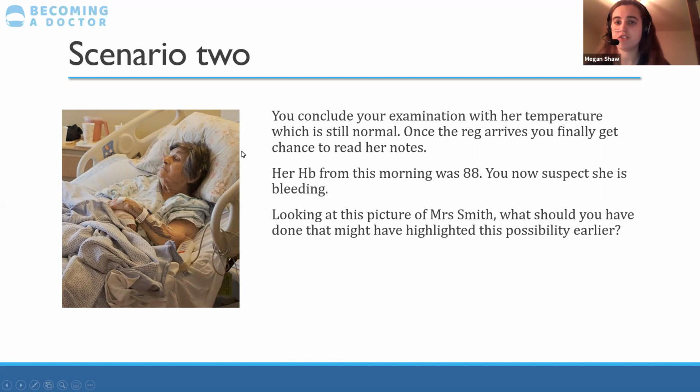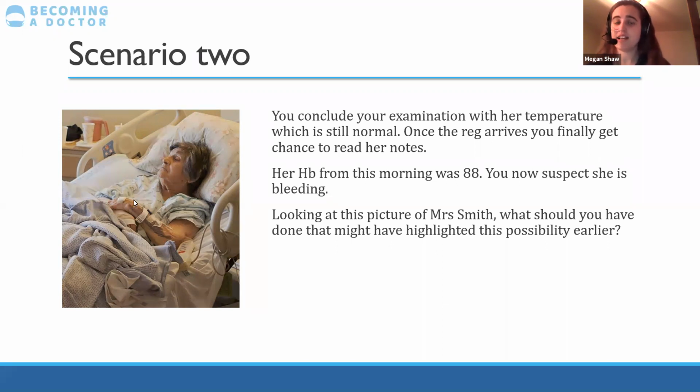Looking at this picture on the left, what should you have done in your examination that might have highlighted this possibility earlier? So think about what we've spoken about in the assessment. This one isn't a poll, so just comment in the chat if you've got any ideas. I realize it's a little bit of a cryptic question. But from the picture, what might you do that might highlight where this problem might have come from? It's a little bit of a tricky one, so I'll just wait a couple of seconds, but then I'll talk about it. Okay, no ideas, never mind.